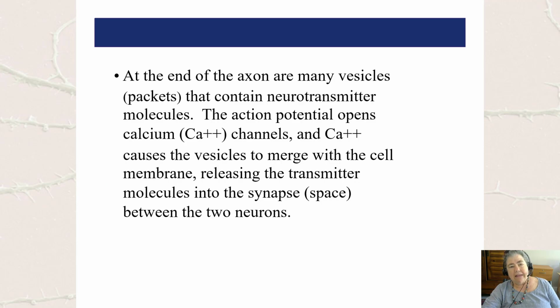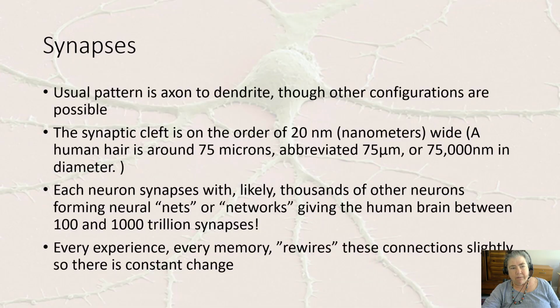Okay. At the terminal axon are the vesicles that contain neurotransmitters. As I mentioned earlier, the action potential that reaches the terminal axon opens voltage-gated calcium channels, and the calcium is what works with the vesicles to make them merge with the cell membrane, releasing the neurotransmitter into the synaptic cleft where it's going to interact with receptors on the postsynaptic cell. That cleft is really tiny.